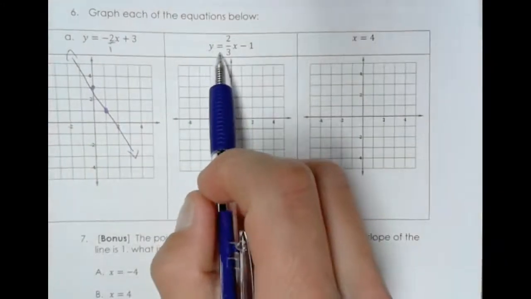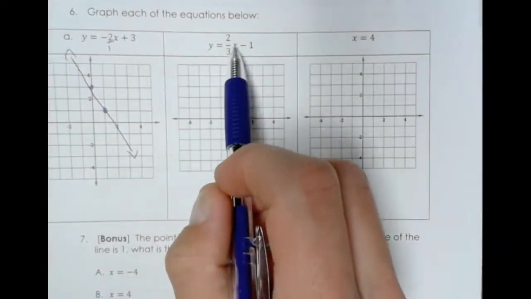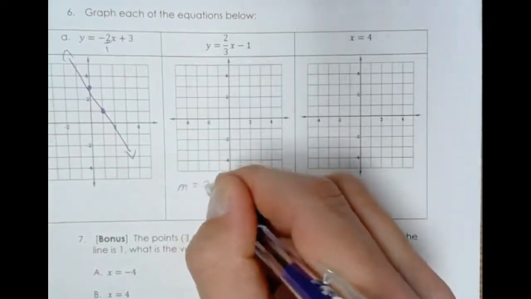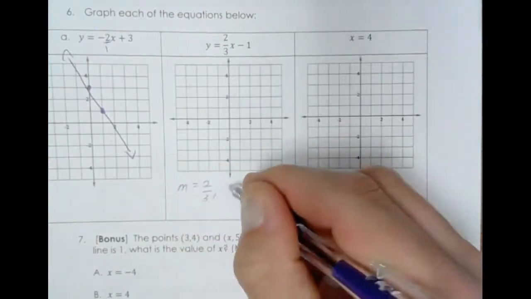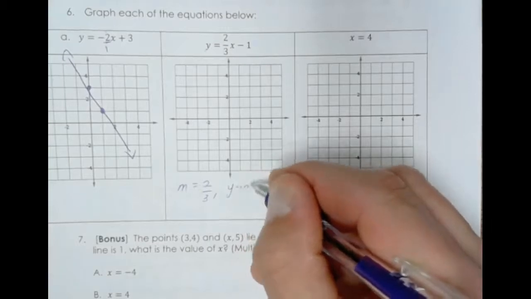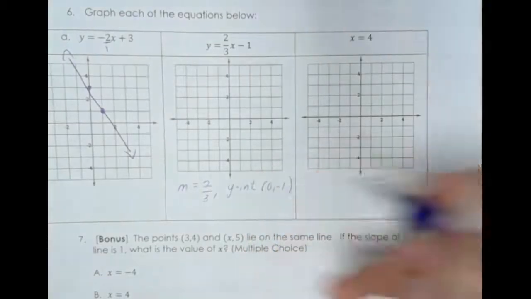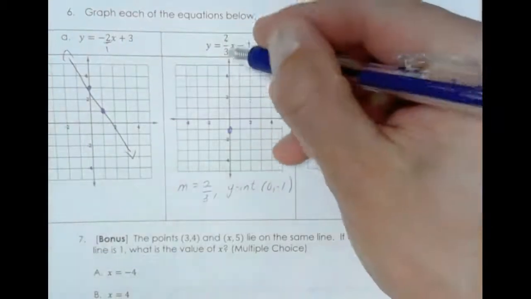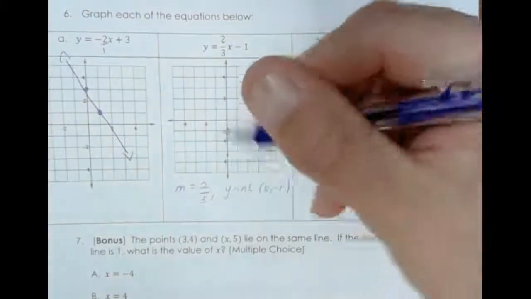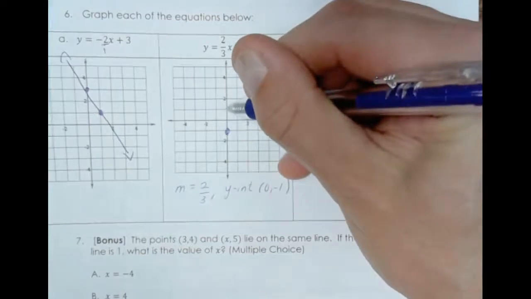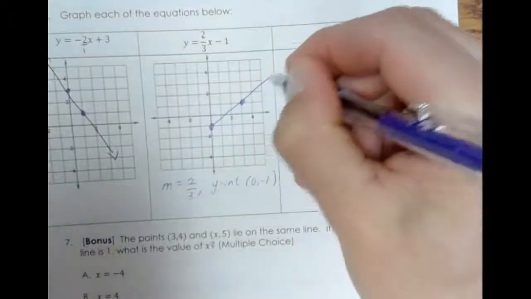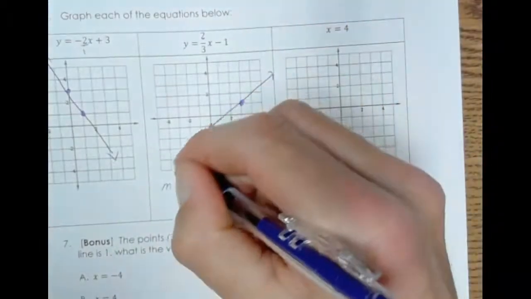Second one, y equals 2/3 x minus 1. So if I want to identify my slope, it's 2/3. It's positive. And my y-intercept is 0, -1. You can do that. So 0, -1 is right here. Up 2 over 3. Rise and run. Up 2, 1, 2 over 1, 2, 3. And there's my second line.